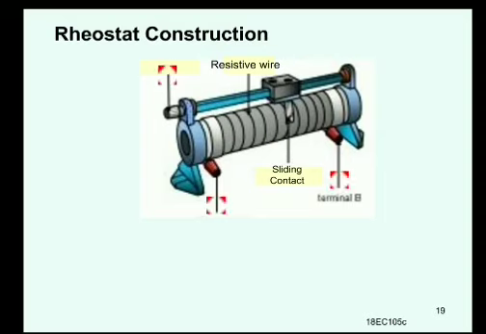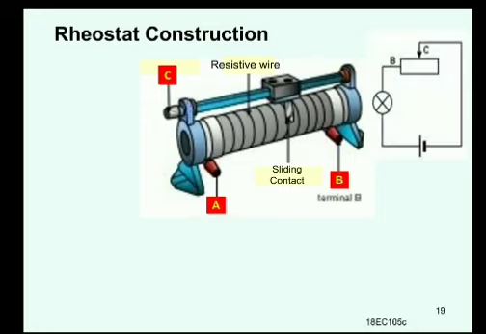Then you have terminals A, B and C. A and B are fixed value terminals, and C is fitted to the wiper contact. And this is how it will be connected into a circuit.